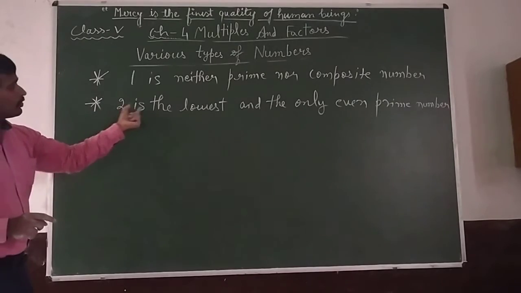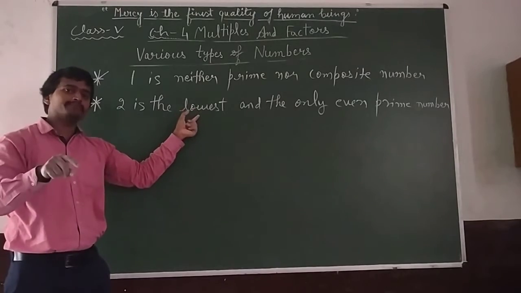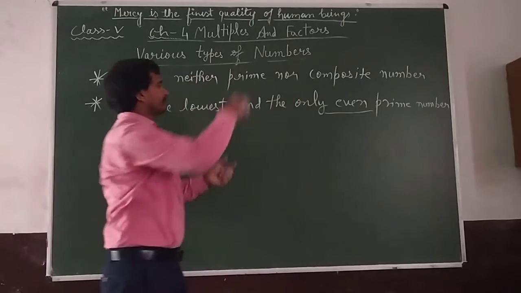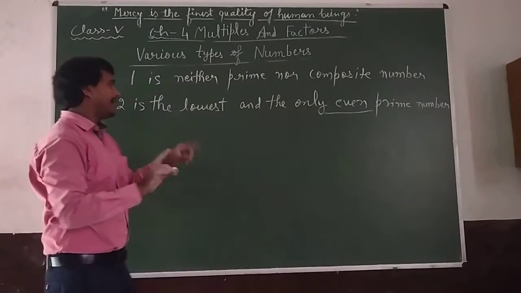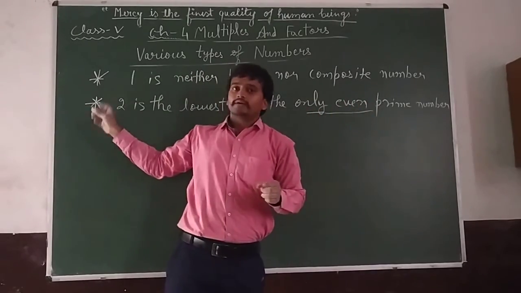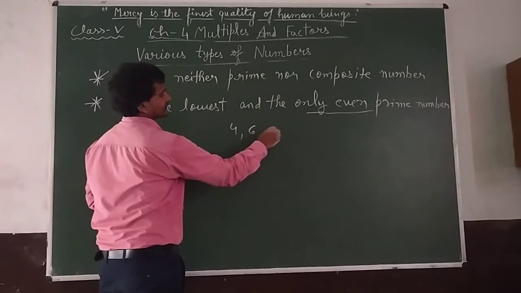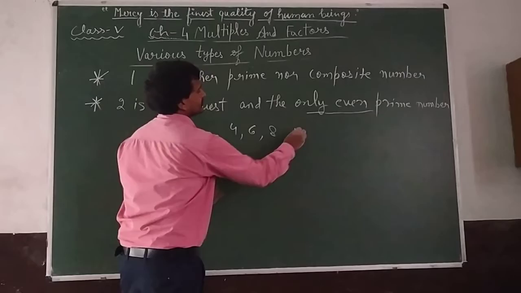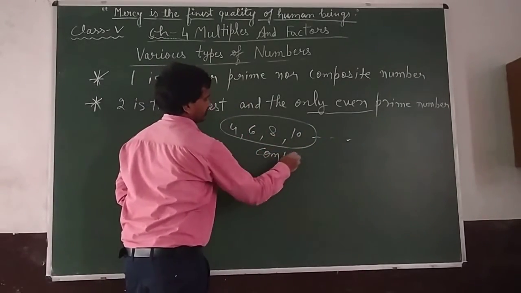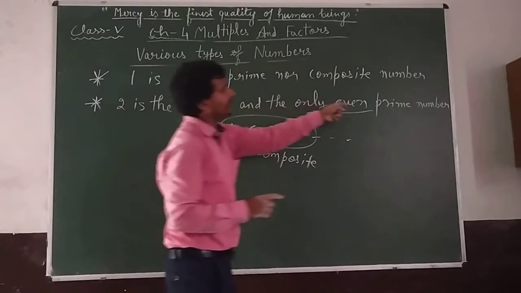Next, 2 is the lowest prime number and the only even prime number. Most important: 2 is the lowest prime number and also the only even prime number, and it is prime. All other even numbers 4, 6, 8, 10, these all are composite numbers. But 2 is the lowest and the only even prime number.